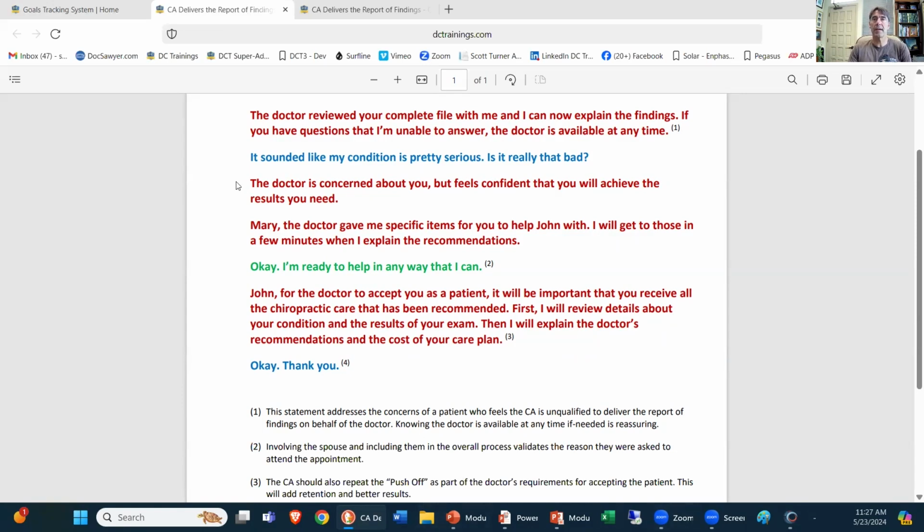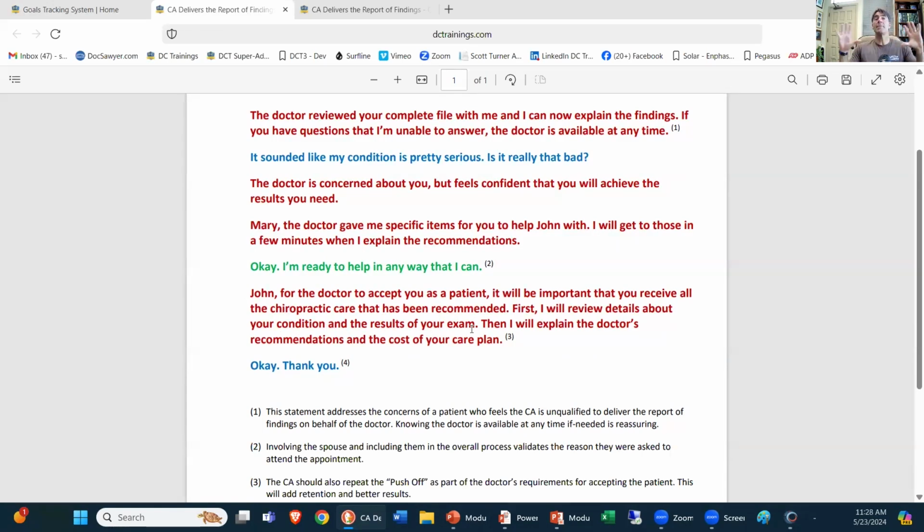Okay, so then we go back up here. Okay, I'm ready to help in any way I can. John, for the doctor to accept you as a patient, it will be important that you receive all of the chiropractic care that has been recommended. First, I'll review details about your condition and the results of your exam. Then I'll explain the doctor's recommendations and the cost of your care plan.